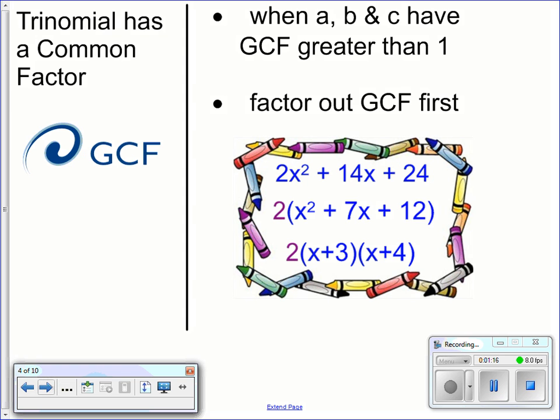So always look for a GCF. If a, b, and c have a GCF greater than 1, make sure to factor that out first. It's a lot easier. So here we have 2x squared, 14x, and 24. Those are all divisible by 2, so I'm going to factor out the 2 first. So divide that by 2, that by 2, and that by 2. Then I'm going to factor these. What two numbers multiplied together equal 12 and add together to equal 7? That would be plus 3 and plus 4.